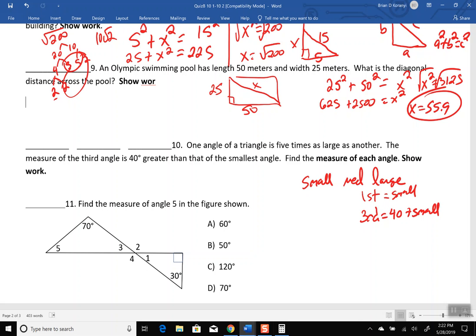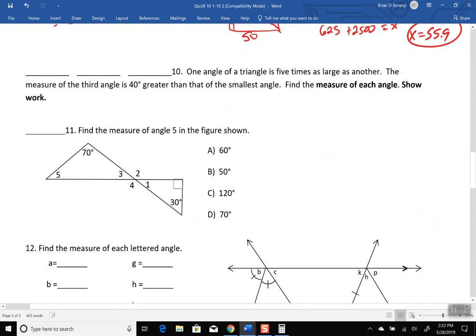So I'm guessing that must mean that the medium one is 5 times the smaller one. I'm not sure. I'll come back to this one. That one's kind of weird for me right now.